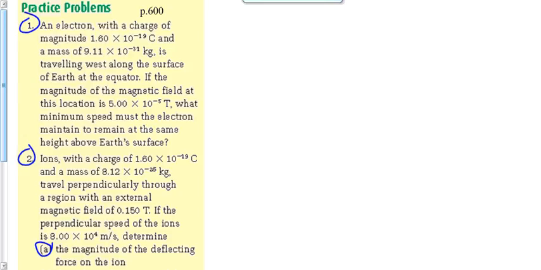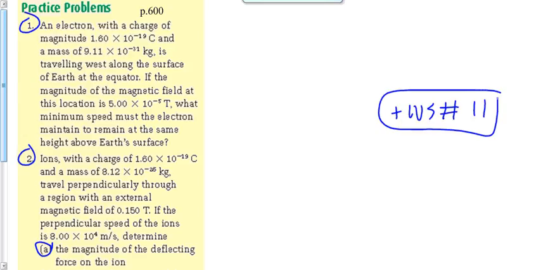In addition to page 600, number 1 and 2, we're going to ask you to take a look at worksheet number 11 as well. Tell you what, there's a number of questions on worksheet number 11. Let's do questions 1 to 9. Only questions 1 to 9 on worksheet number 11.